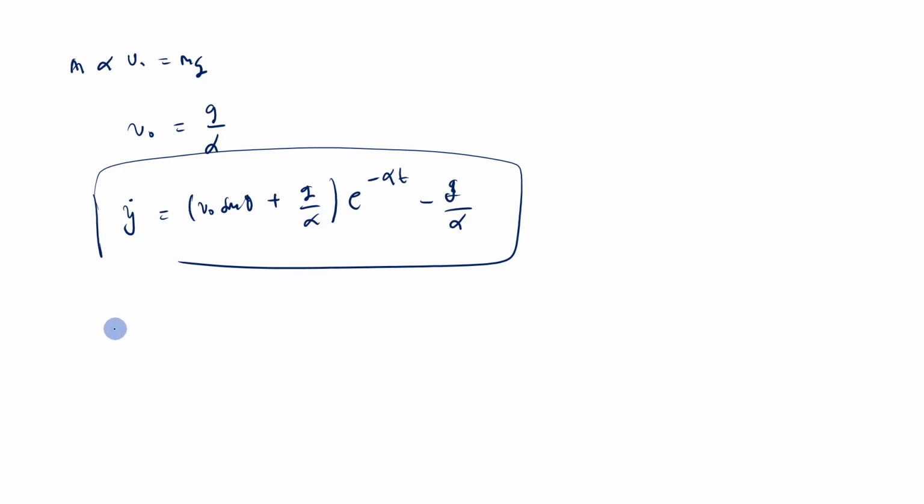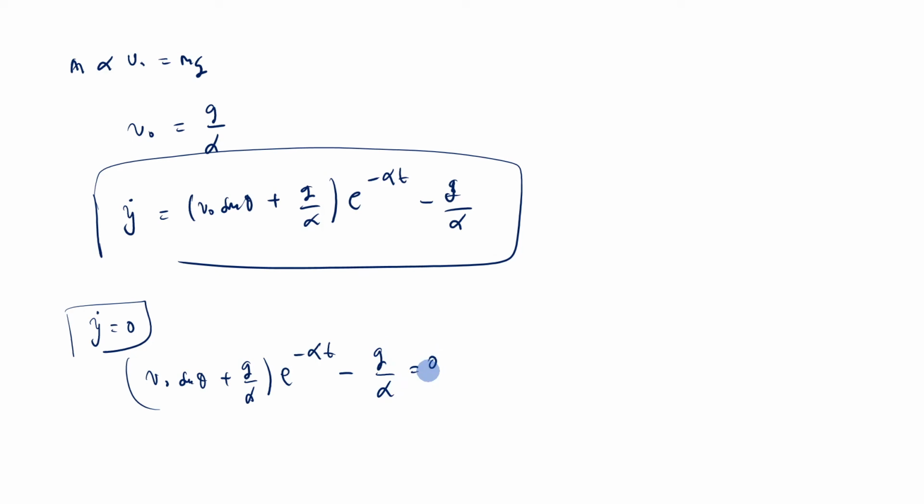Okay, at the top, of course, y dot is 0, so we get V0 sin theta plus g divided by alpha, e to the minus alpha t, minus g divided by alpha equals 0. And we can move this term to the right side, and we get V0 sin theta plus g divided by alpha, times e to the minus alpha t, equals g over alpha.